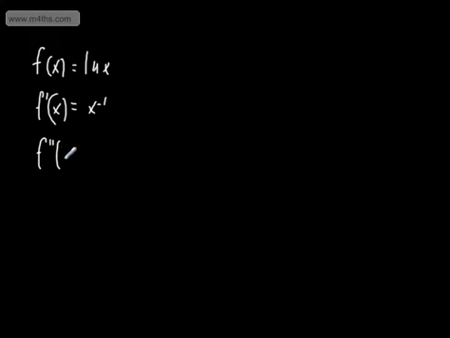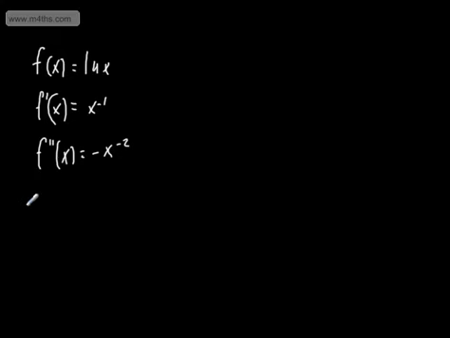So, if we start with f of x is equal to the natural log of x, and we take the derivative, f dashed of x, we're going to get 1 over x, or x to the minus 1. The second derivative, f double dashed of x, will be equal to minus x to the minus 2.